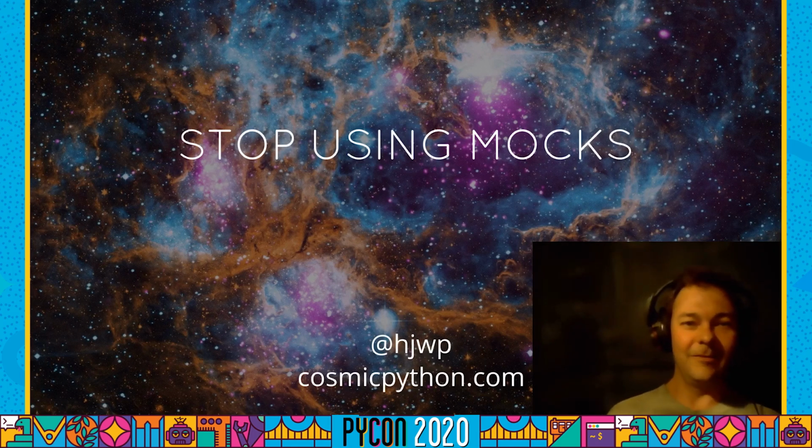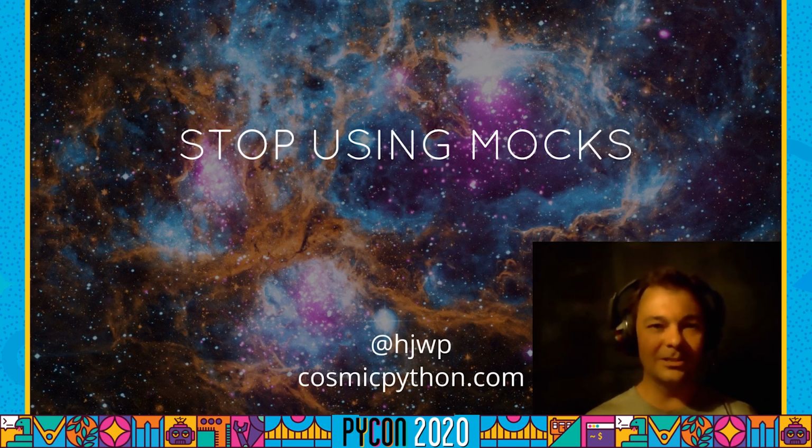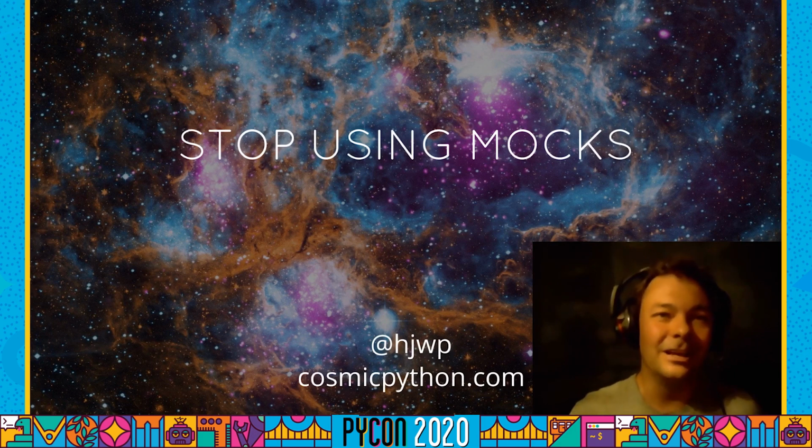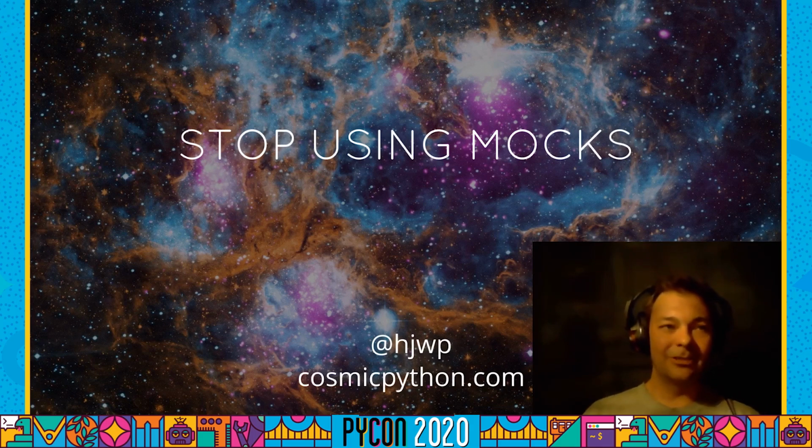Cosmic Python, I'm sure you're wondering, what is that all about? Well, in ancient Greek, cosmos was the opposite of chaos. So what we're talking about on that website is how to make sure that your Python code stays the opposite of chaotic as much as possible. So that's what I'm going to be talking about.